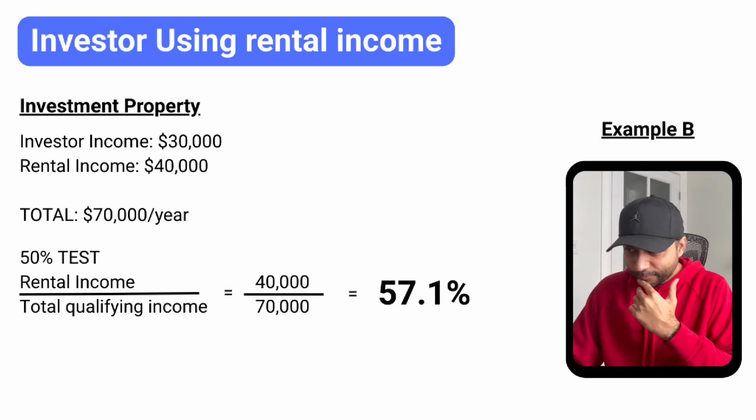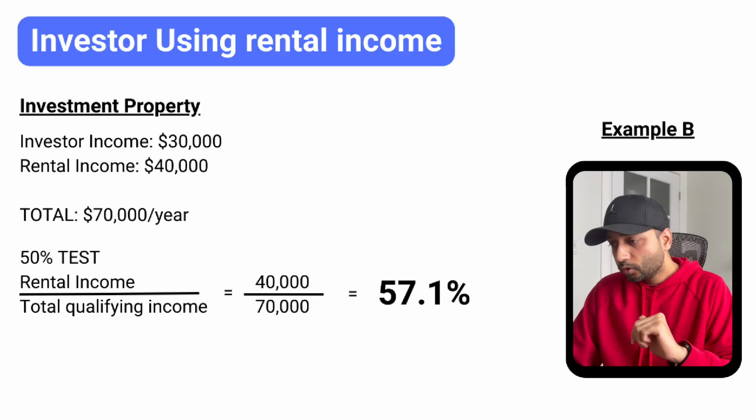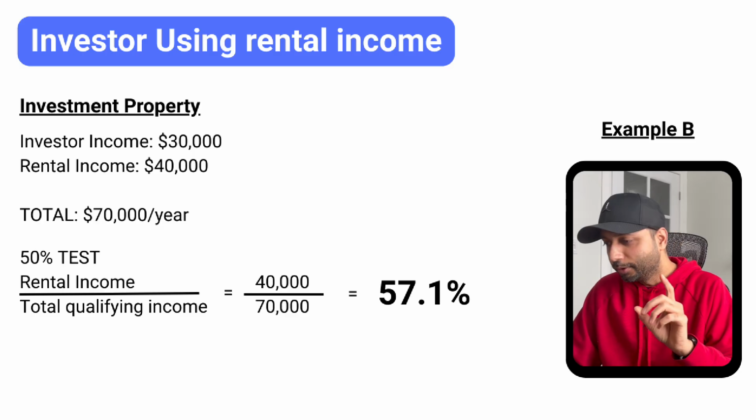If we do the 50% test over here, it comes to 57.1%, and that is higher than 50%. So the bank is likely to treat the loan as income producing, which means stricter treatment, possibly higher pricing or a decline as well. Now let's talk about the first-time home buyer and 4.5 times the LTI.